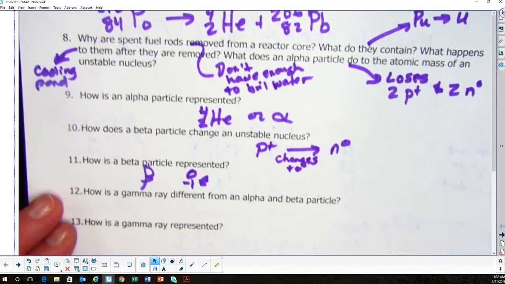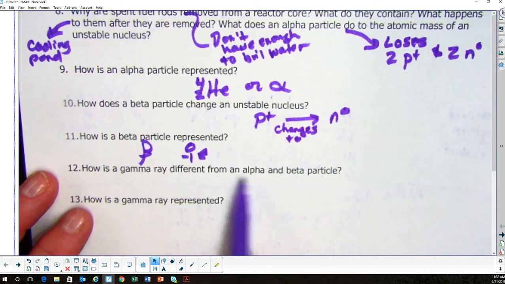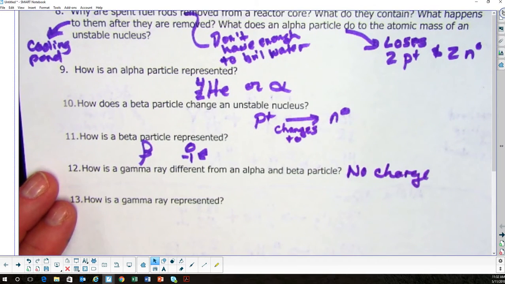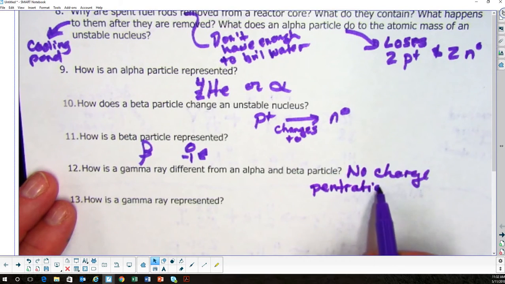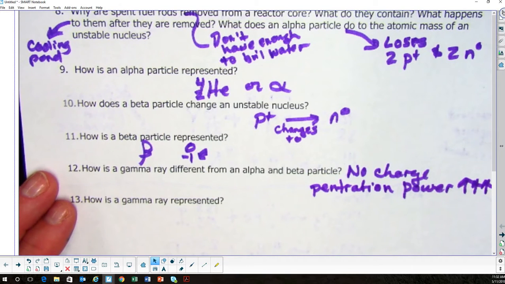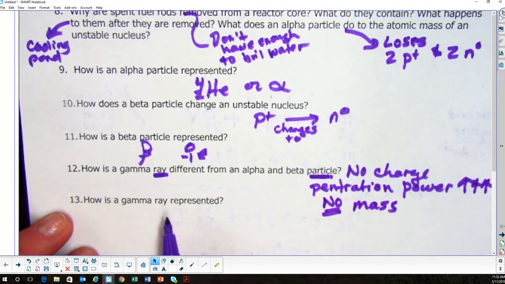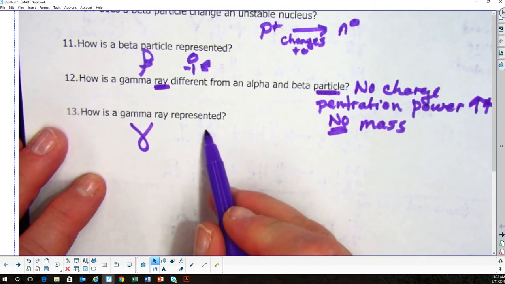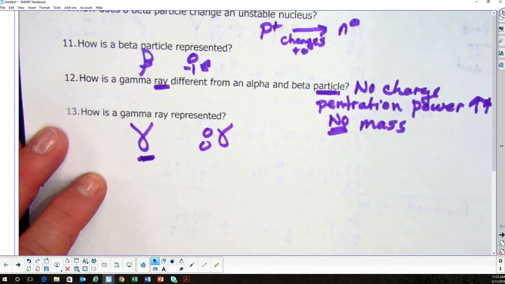Okay, so here we go down at the bottom here. How is a gamma ray different from an alpha and beta? It doesn't have a charge. No charge, okay. And anything else? Its penetration power is higher. Okay, penetration is a lot higher. It's a ray, not a particle, because it has no mass. So how do we represent a gamma ray? It also can be represented this way, but we often just represent it this way because there's no change.